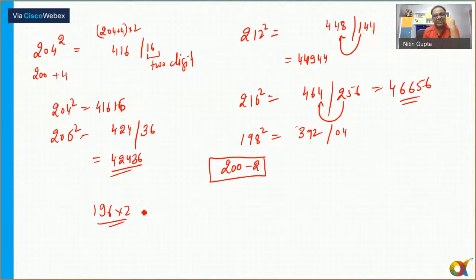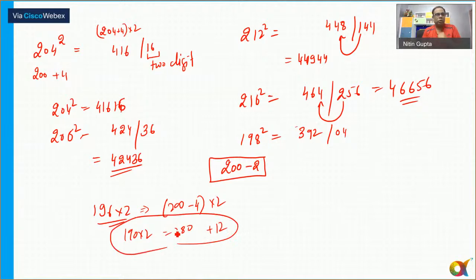So I'm avoiding writing steps. You all need to do all these calculations orally. Or I can say, okay, 196 into 2, so I'll say 190 into 2. That is very easy, that is 380. And 6 into 2 is 12. So that will be 392. But remember, you all need to do all these calculations orally. Try to avoid using pen or pencil. That is very, very important here.